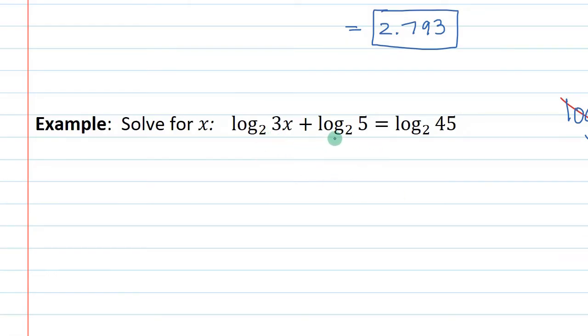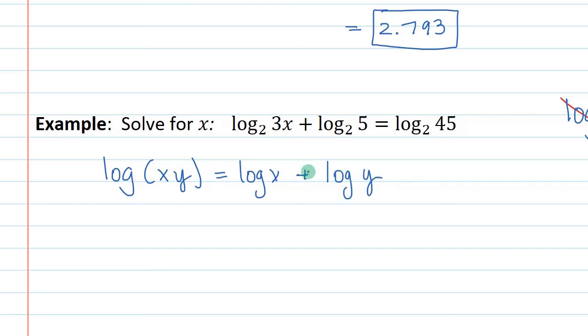We have log base 2, log base 2, log base 2. All the logs match. But the problem is we can't just do this. It only works if you have one log on the left and one log on the right of the equal sign. So what we need to do is find some way to get this down to a single log on the left side, right? If we can get this to be all one log, then we can do what we did before, which is drop the logs. But it has to be a single log, right? So you might say, well, how do we do that? Because the only thing we learned was log of something times something equals log of the first thing plus log of the second thing. Well, you can use this in both directions.